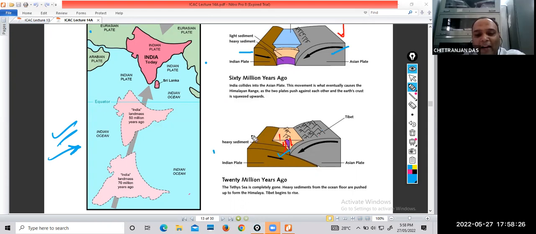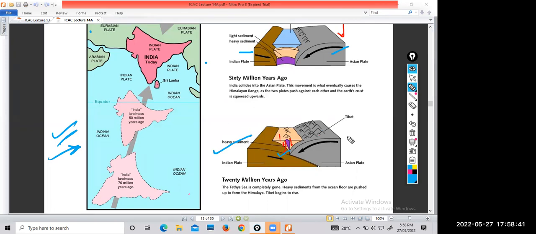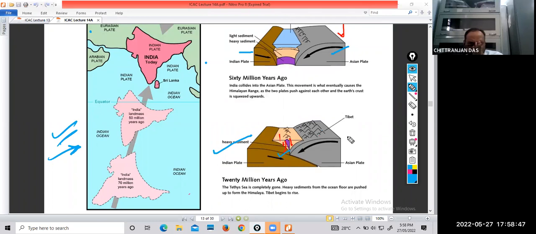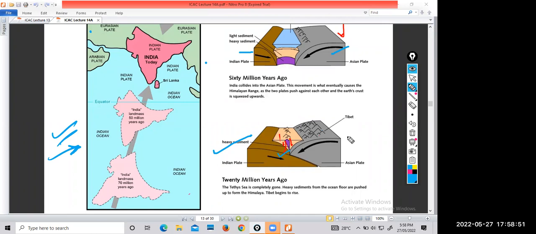Now in the second diagram, what has happened? What do you see in the second diagram? What is the difference between the first and second? Overlap. Yes, can you repeat? Some portions are overlapping. Yes, sir, the below portion is overlapped.